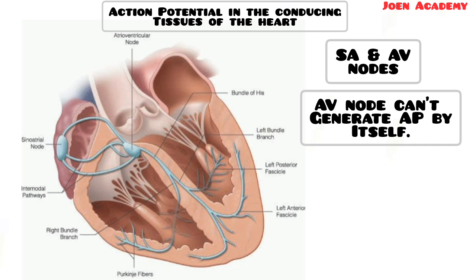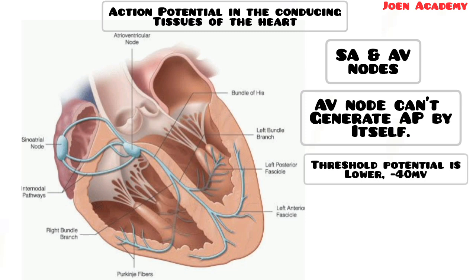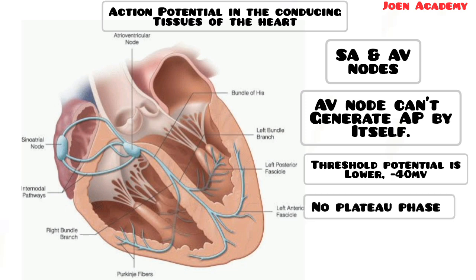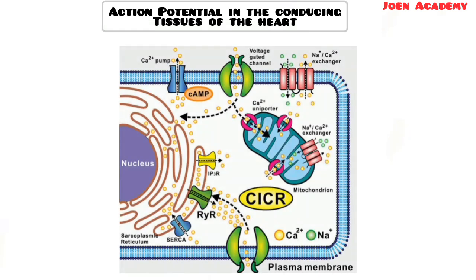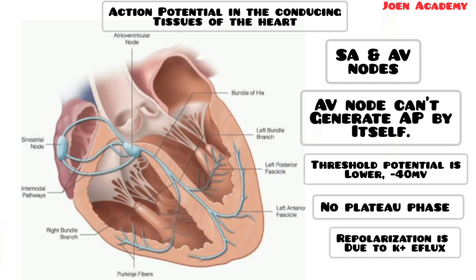Other features that are peculiar only to the SA node and AV node is that the threshold potential is lower, which is about minus 40 mV compared with minus 60 mV in the atrial and ventricular muscle. Also, the action potential in the SA and AV node has no rapid upstroke and no plateau phase. In the SA node and AV node, the upstroke or depolarization is caused by the opening of the long-lasting calcium ion channel, which brings about the influx of calcium ion, and not by sodium ion influx. Then repolarization is due to potassium ion efflux.